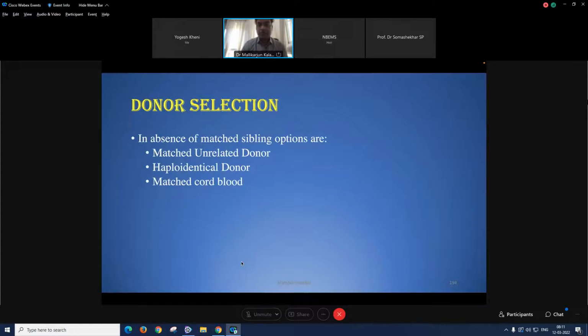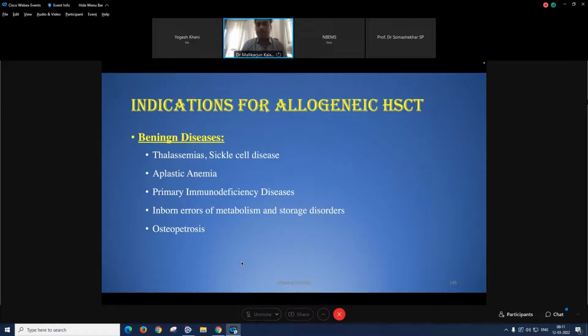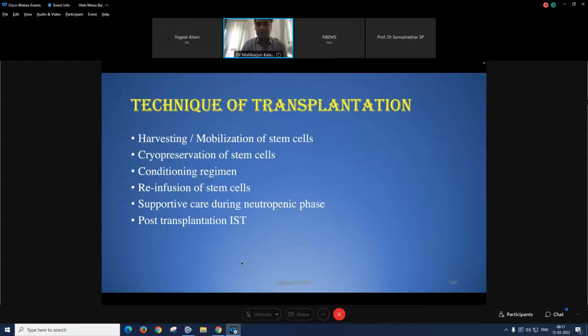So in the absence of a matched sibling donor, which is what is happening in many instances, we try to use what is called a MUD, or matched unrelated donor, a haploidentical donor, or cord as a last resort. Common indications for an allograft are AML, blast crisis of CML, MDS, myelofibrosis, and relapsed refractory lymphoma. India and the Asian subcontinent continue to have a significant proportion of hemoglobinopathy, thalassemia, and sickle cell disease, and they account for almost 30% of transplants in the pediatric age group at least.